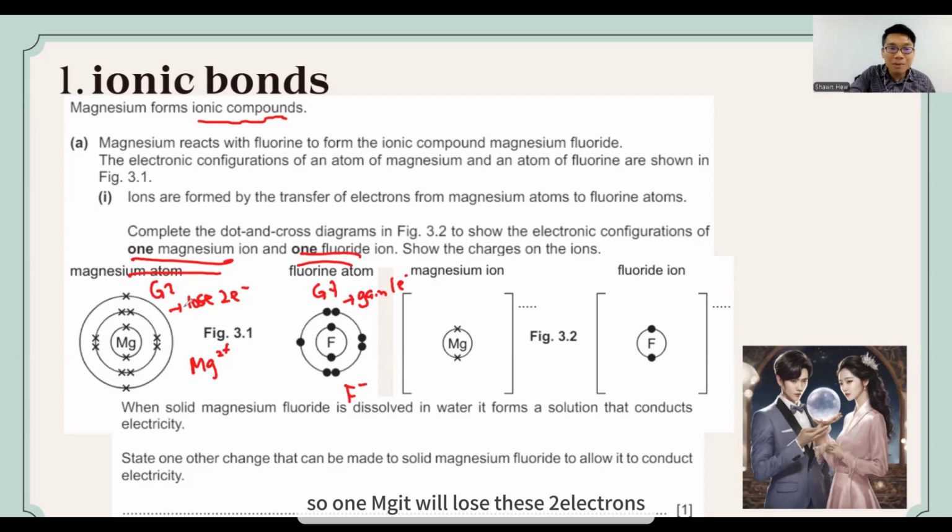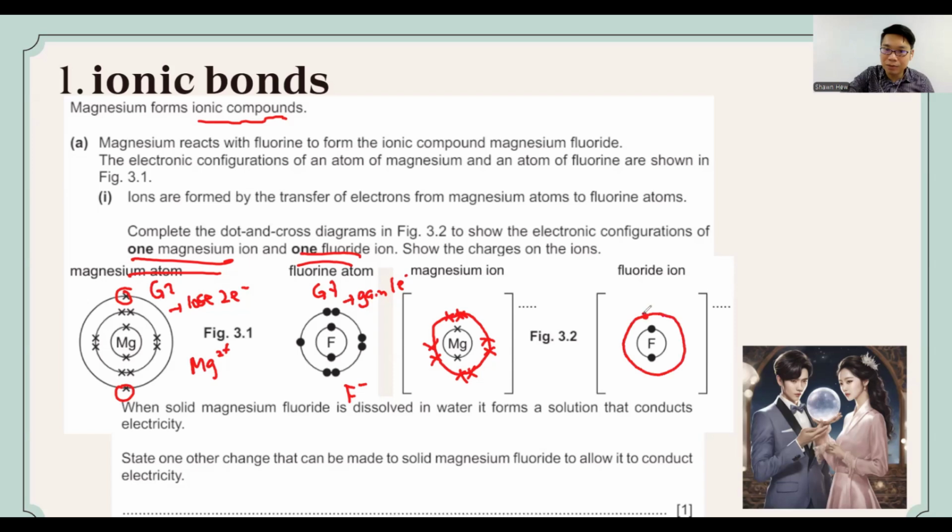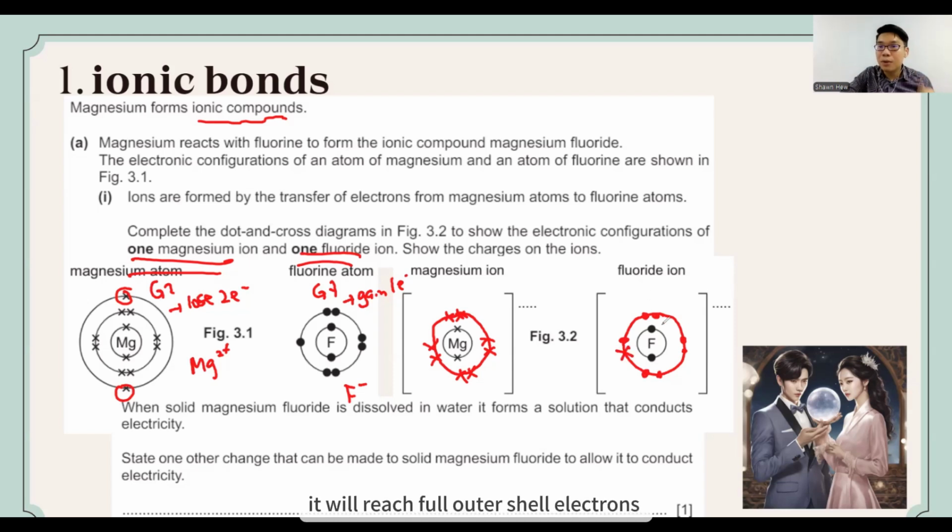So for 1 magnesium, it will lose these 2 electrons. It will still have this 1, 2, 3, 4, 5, 6, 7, 8. And the outer shell 2 electrons will be lost to fluorine. Fluorine initially has 7 electrons. To be stable, it will receive 1 electron from magnesium. It will reach a full outer shell of electrons. So here it loses 2 electrons, so it will become 2 positive. Here it receives the negative electron, so it will become 1 minus.